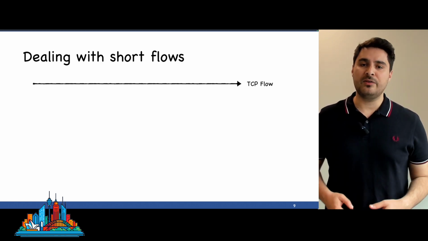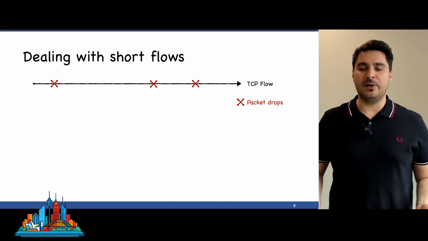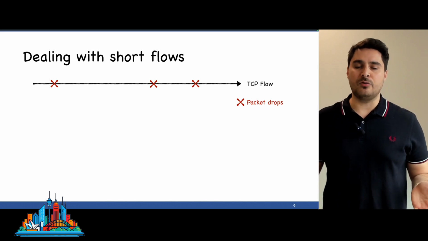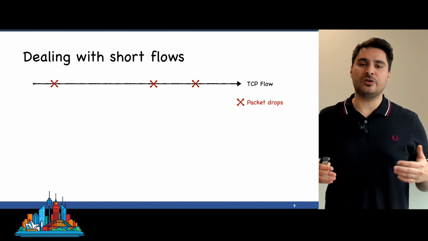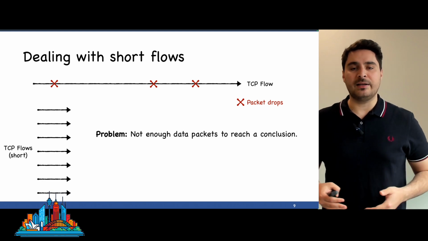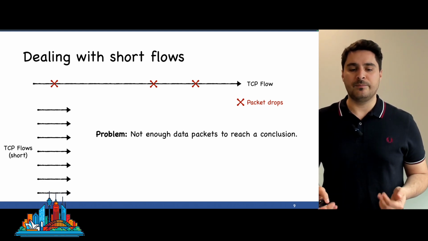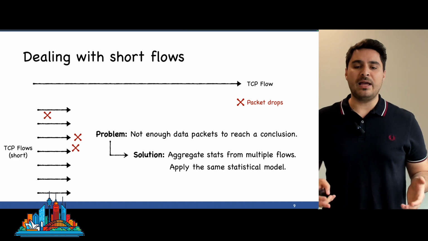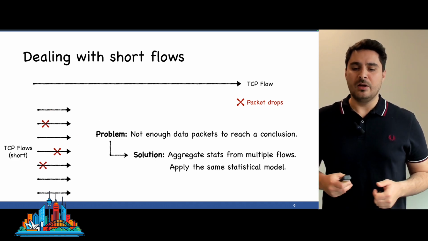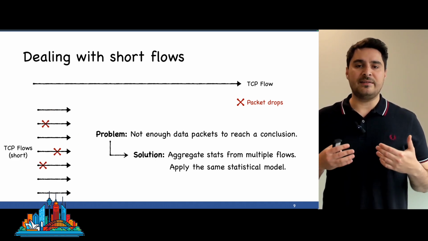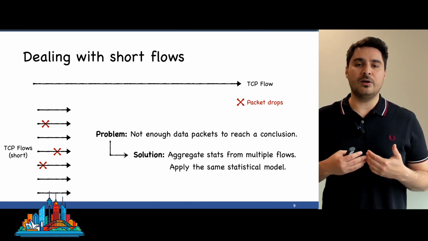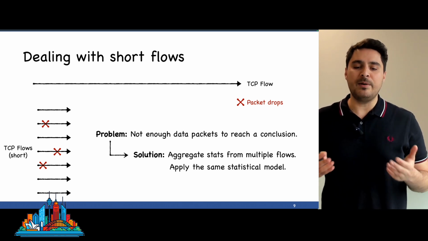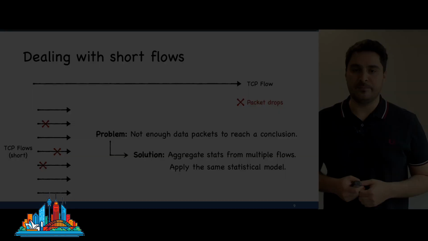So far, we have assumed that there are always enough packets for Penny to successfully reach a conclusion after a few packet drops. But what happens when all TCP flows are short and we cannot drop enough packets to reach a safe conclusion? We address this by aggregating multiple flows. This approach allows us to apply the same statistical properties with significantly less impact to the individual flow, as we do not drop many packets from each flow.